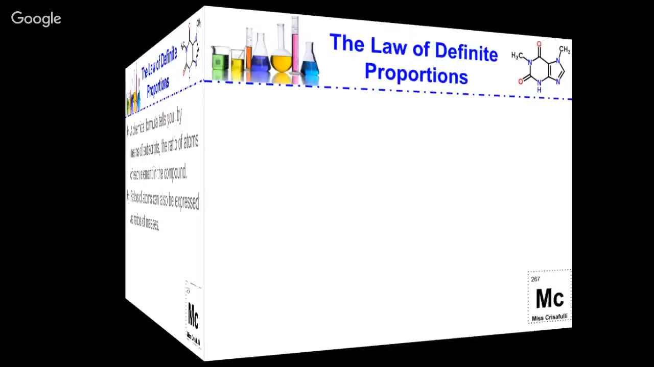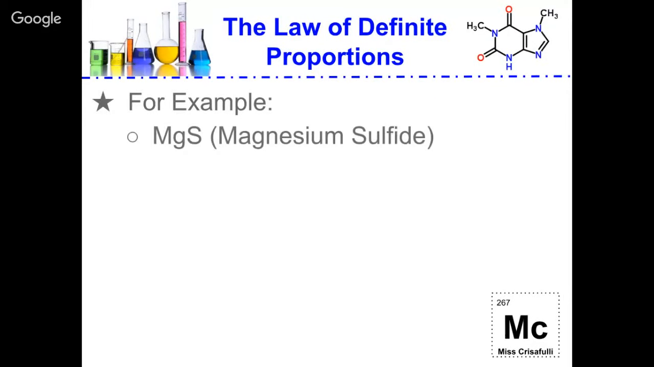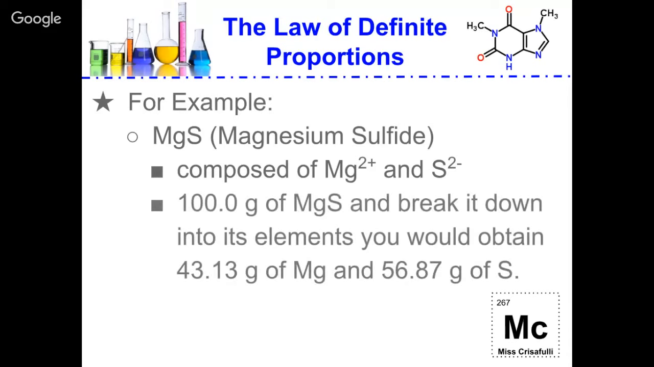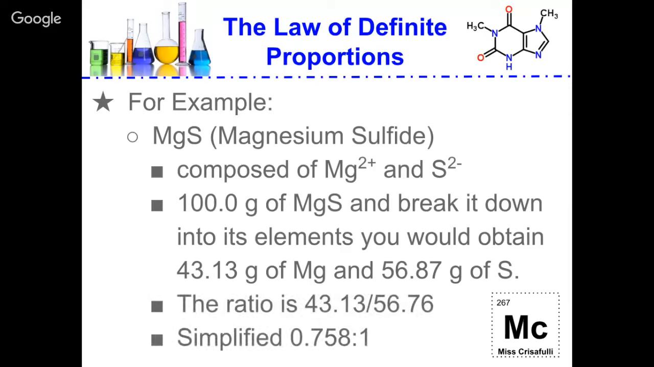They can also tell you that the ratio of the atoms can be expressed as a ratio of your masses. So for example, magnesium sulfide is made up of the Mg2+ and the S2- ion. If you have 100 grams of magnesium sulfide and break it down into its elements, you would obtain 43.13 grams of magnesium and 56.87 grams of sulfur. That ratio, when simplified, is about 0.758 to 1 magnesium to sulfur.